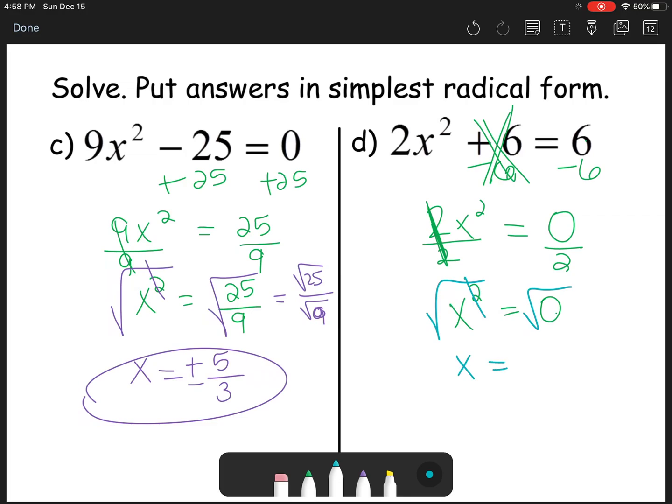We could take the square root. The square root of x squared is just x. The square root of 0 is just 0. And there's really no such thing as plus or minus 0. So x is just equal to 0.